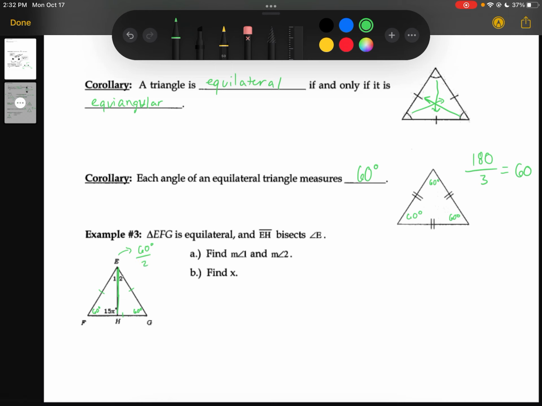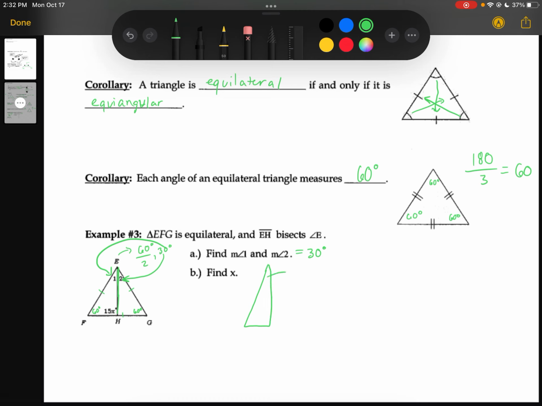If it cuts it in half, we can divide that by 2. That means each of the pieces next to it is 30. So 30 degrees here and 30 degrees here. So angle 1 and angle 2, because it's cut in half, are each equal to 30 degrees. Lastly, it wants us to solve for x.